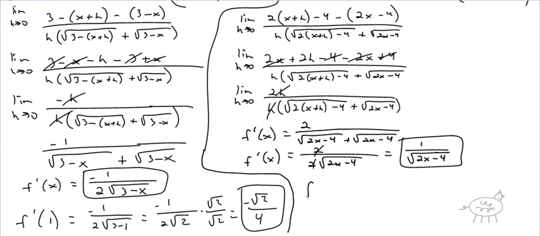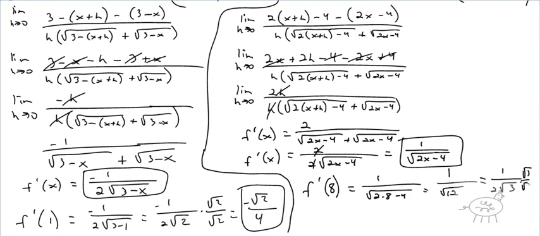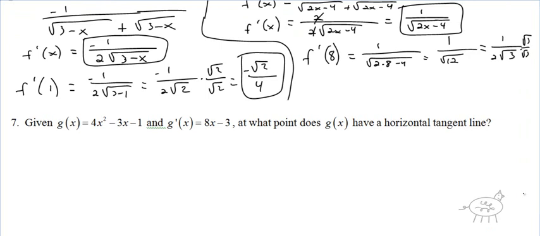And then if I do f prime of my value, which is 8, I get 1 over the square root of 2 times 8 minus 4, or 1 over the square root of 16 minus 4, which is 12, which is 1 over 2 root 3, and rationalize it. There might be some room over in this corner here, so let me move this up. And I get equals root 3 over 6. Okay? Not too bad, not too bad.